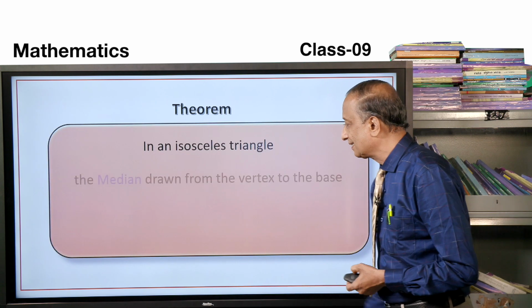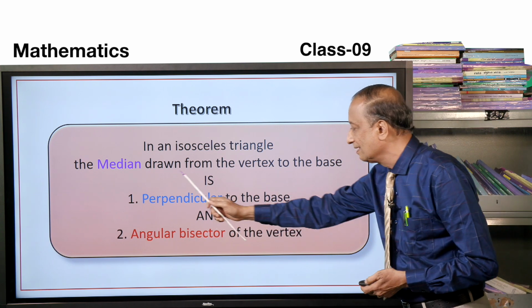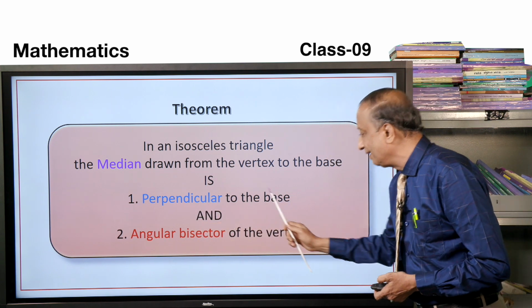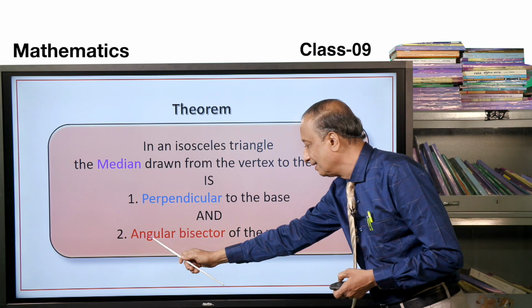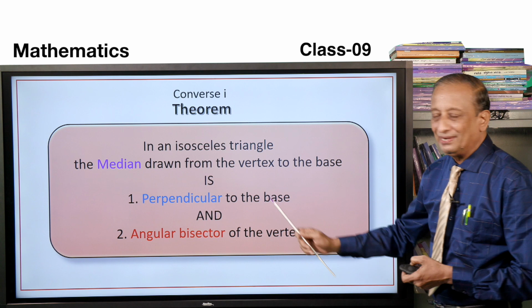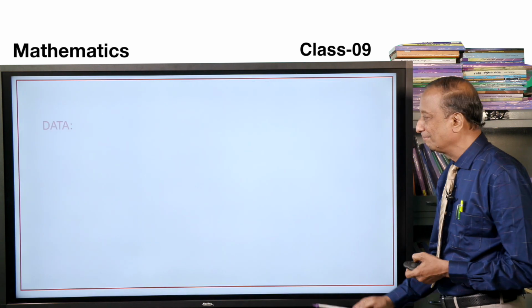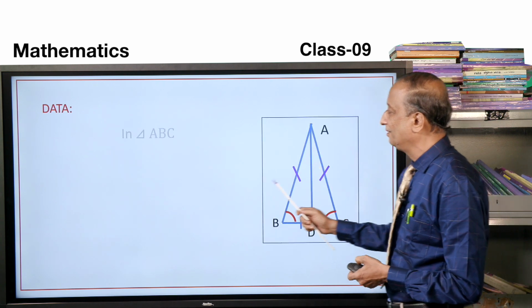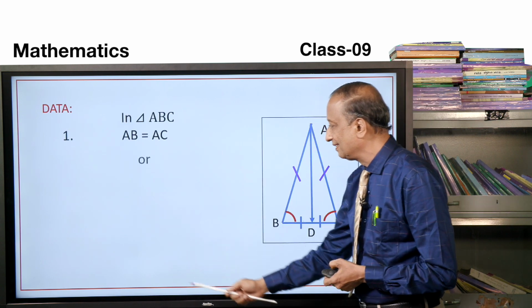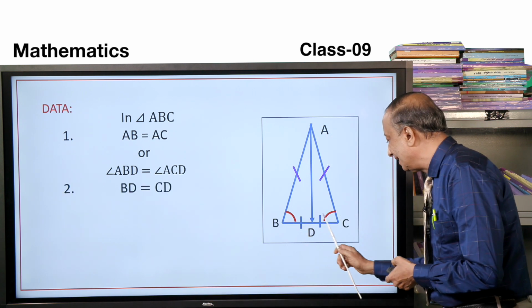Okay, let us state it in another way. In an isosceles triangle, the median drawn from the vertex to the base is, point number one, perpendicular to the base, and secondly, it is going to be the angular bisector of the vertex. We can call this converse number one to the previous theorem. So, here is the data and figure to prove everything here in this slide. In point number 2, we will write that BD and DC are equal.